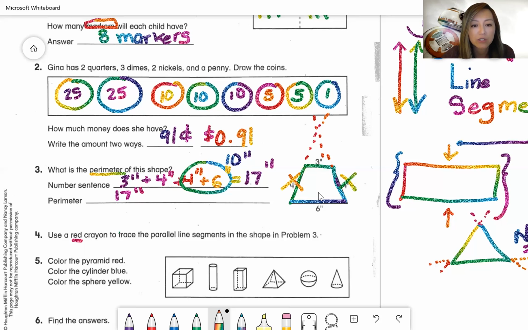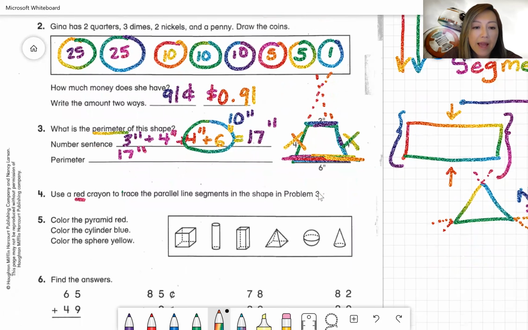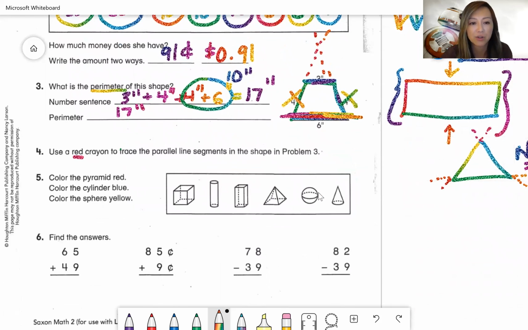Use a red crayon to trace the parallel lines, okay? I'm just going to use the pen that I have because I'm afraid to change the color of it because I already like this one so much. Okay, so I'm going to trace it, and it's going to be these up here, okay? The 3-inch line and the 6-inch line segment. Okay, wow, this is the most beautiful pen ever. I'm never changing it.